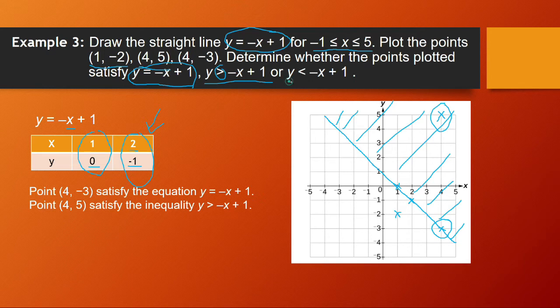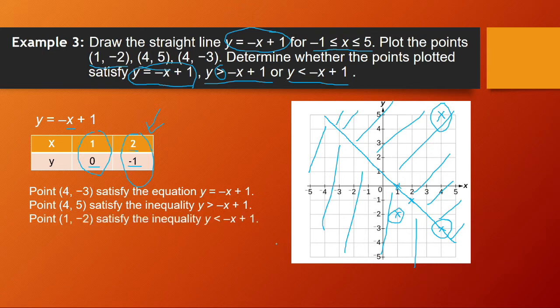Okay, and for the last one, y is less than negative x plus 1. If it is less than, meaning it is in the region below. So the region below is here. The only coordinate that we can find is this, that is (1, negative 2). So this is the answer.